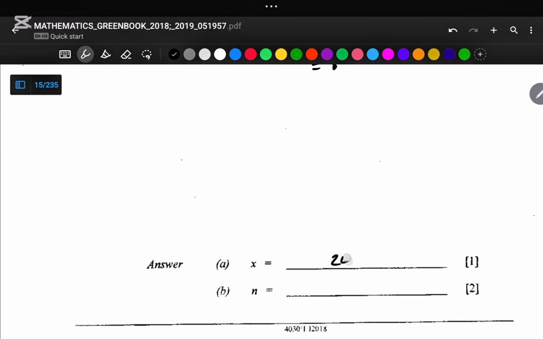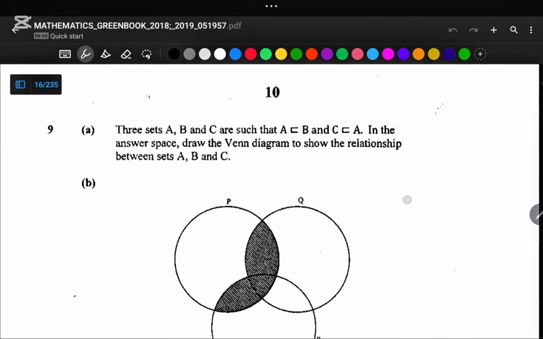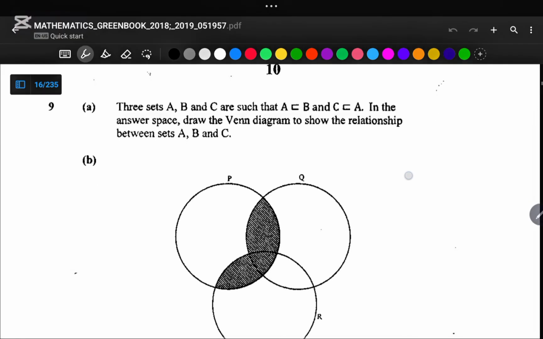X is equal to 24, n is equal to 9 over 4. So let us move on to number 9. Number 9a says: 3 sets A, B, C such that A is a subset of B and C is a subset of A. We are required to draw a Venn diagram to show the relationship between the sets A, B, and C.